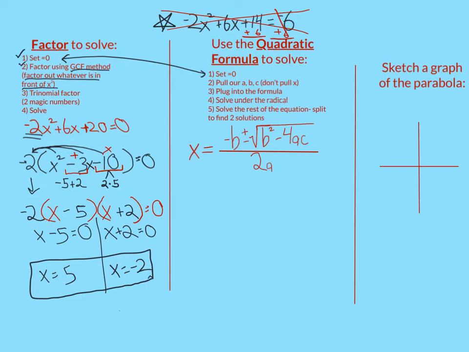All right, let's dive in here. We've got our A, our B, and our C. And again, we're going to pull them right out of this version right here. Once you get the equation solved for 0, that's what you want to use for your ABC. So A is that -2, B is the 6, and C is the +20, or 20. I don't know why I put a plus in front of it.